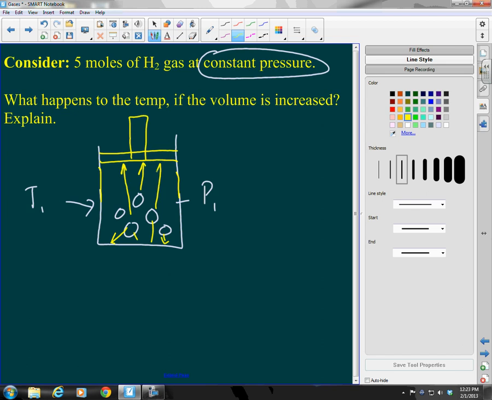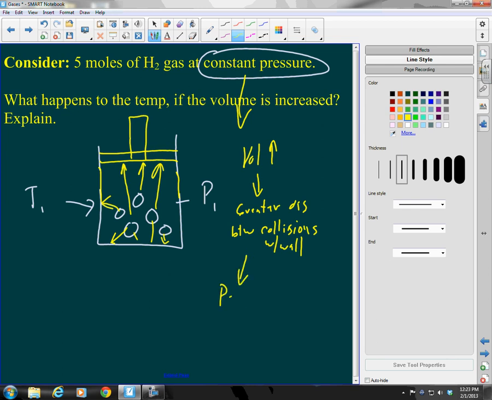So if they have to travel farther, that means there's going to be fewer collisions if they're going at the same velocity. But we want to have constant pressure, so they have to travel farther, and so my volume goes up, right? That means there is a greater distance between collisions with the wall, right? So what must happen for me to have the same number of collisions?